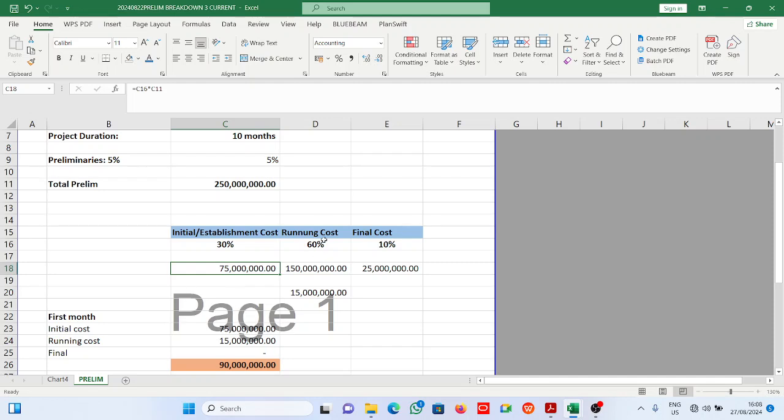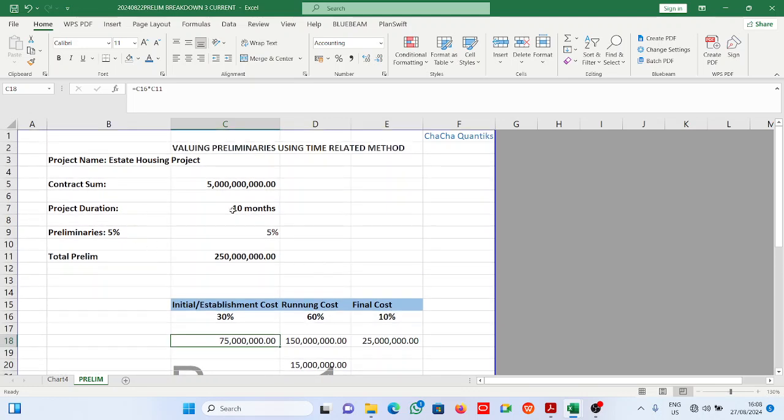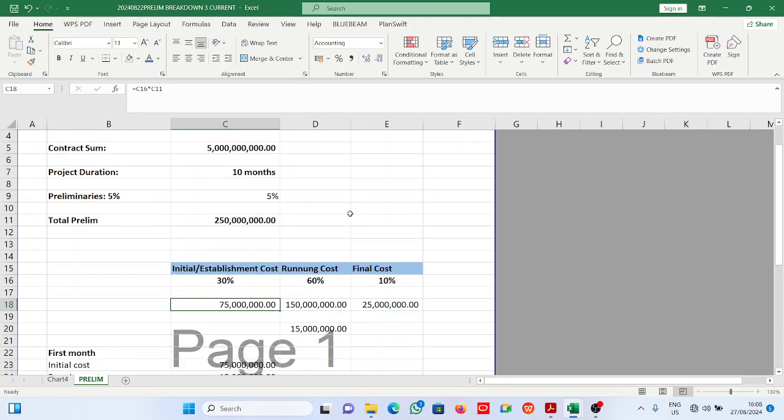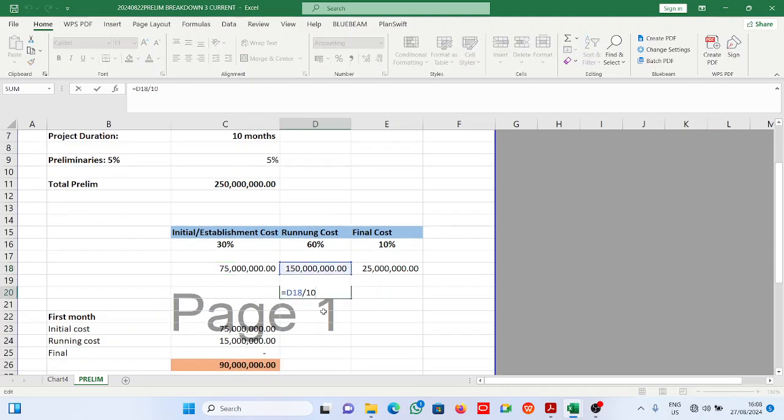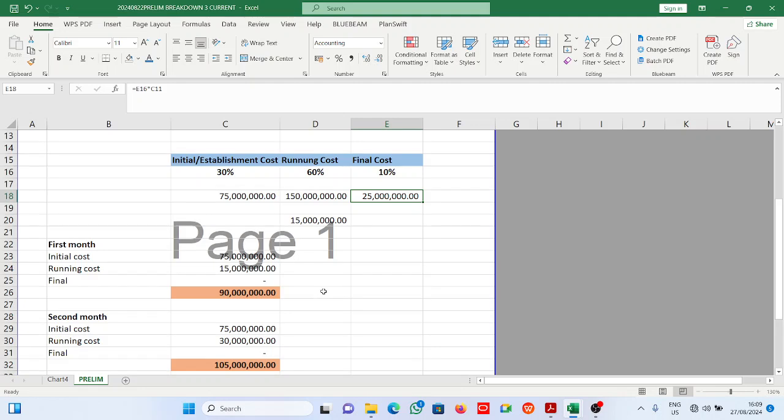Now the running cost is 60%, which is 150 million. Running cost is where the time element applies. The duration is 10 months, so we have to spread it over the duration of this project. So 150 million divided by 10 months gives us 15 million for each month, while this is 25 million. Now let's see how it plays out in every month for the preliminaries.